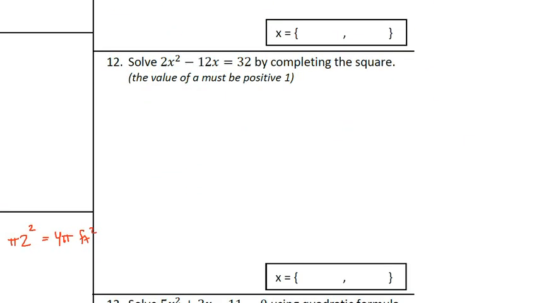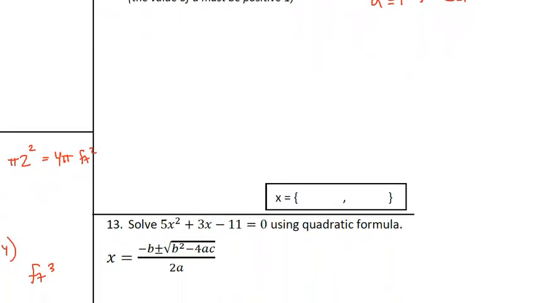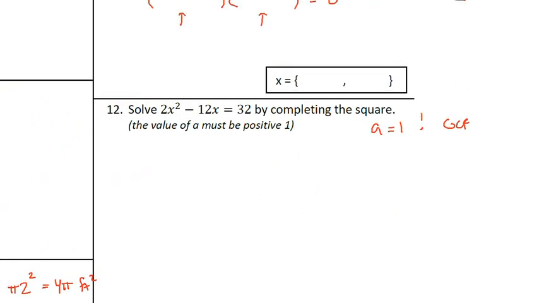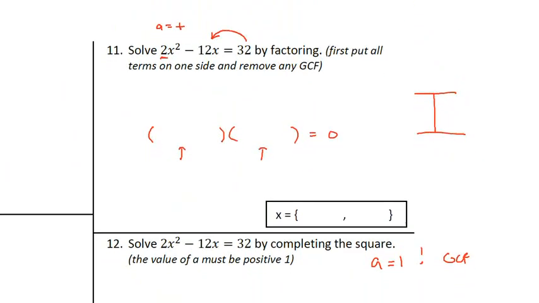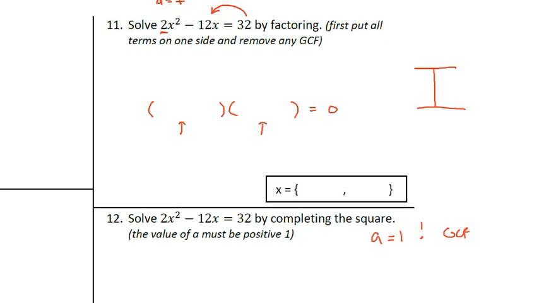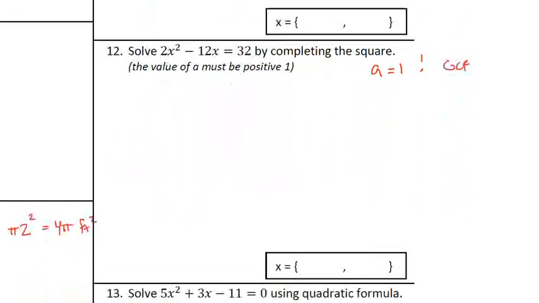Solve this by completing the square, all right? Don't forget, you can't complete the square unless A is equal to 1. So remove the GCF, and then you'll get A equal to 1, and then you can complete the square. And then number 13. So, oh, by the way, class, you should notice those are the exact same equations, so you better get the exact same answers. If you don't, you made a mistake on one or both.